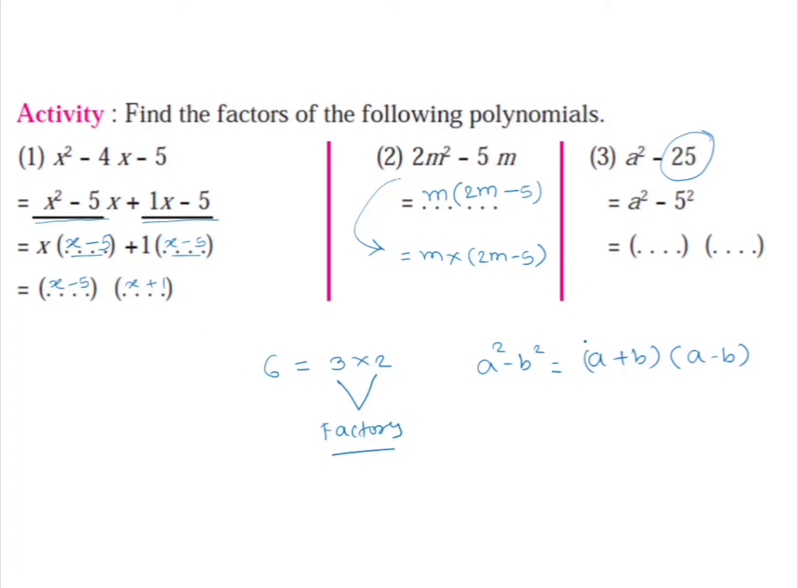So we should use this expansion formula here, as a square minus 5 square is there. In the first bracket we should have the addition of these two, that is a plus 5, and in the second bracket we should have the subtraction of these two, that is a minus 5. So these two are the factors of a square minus 25.